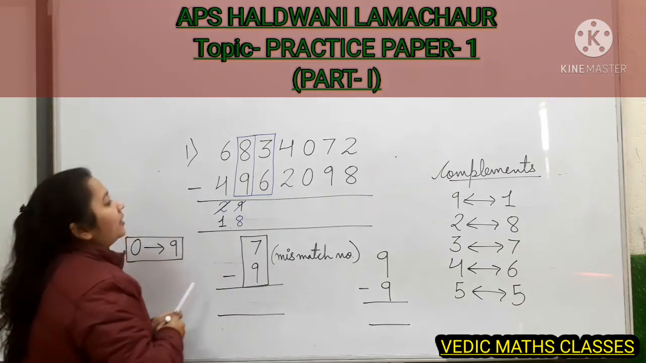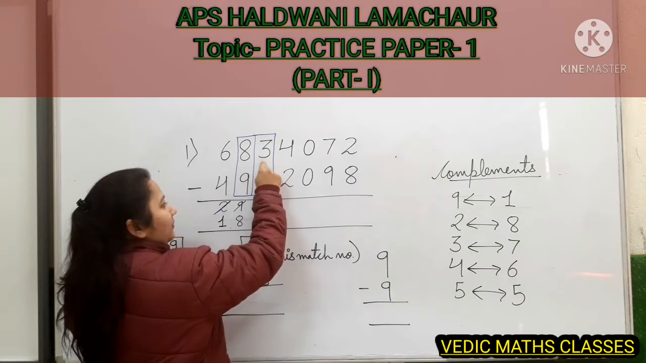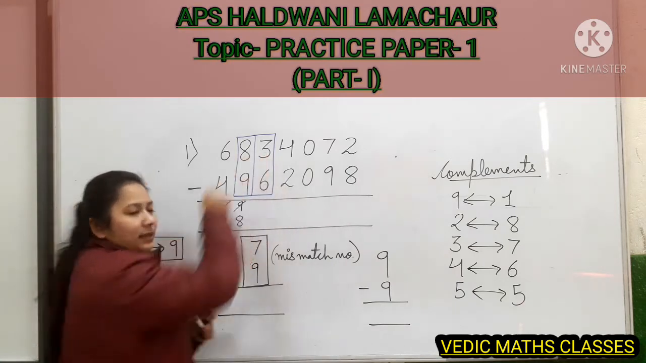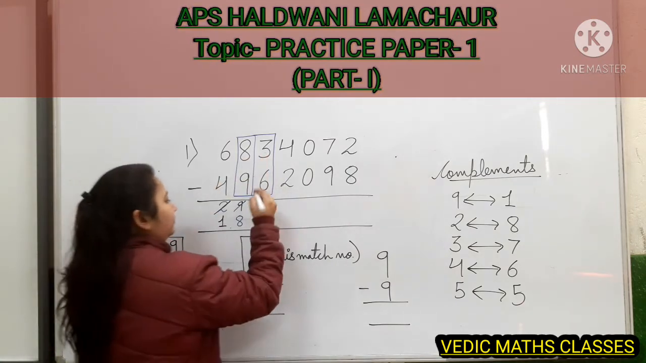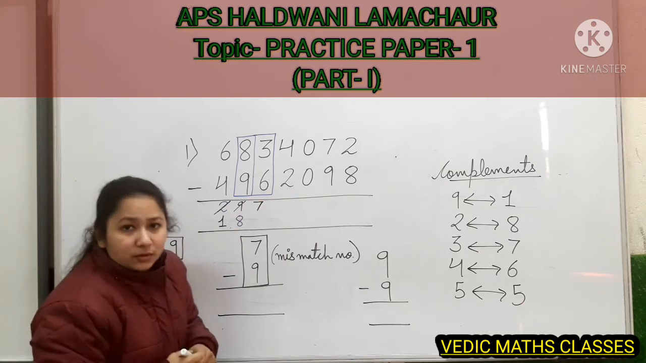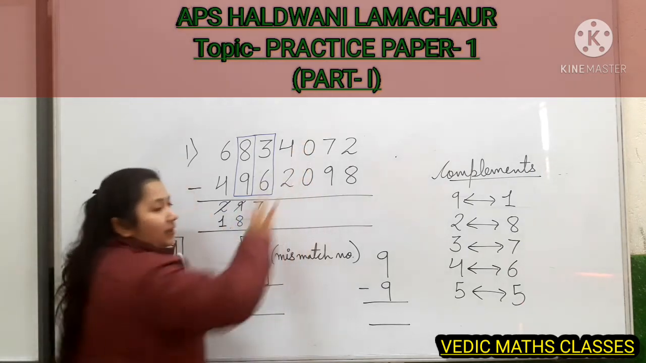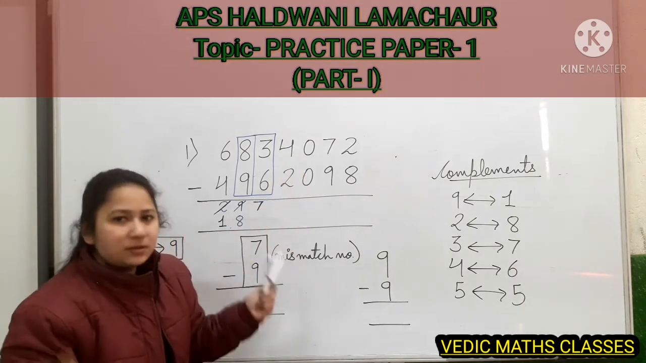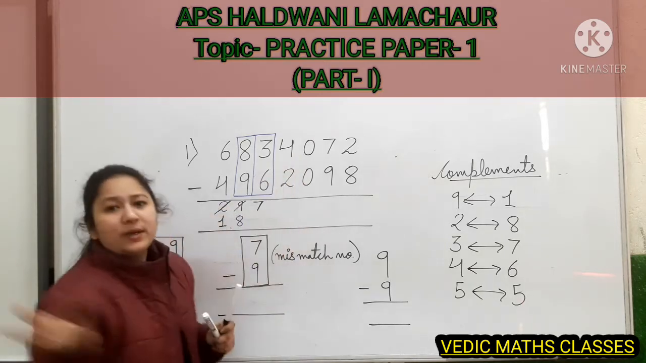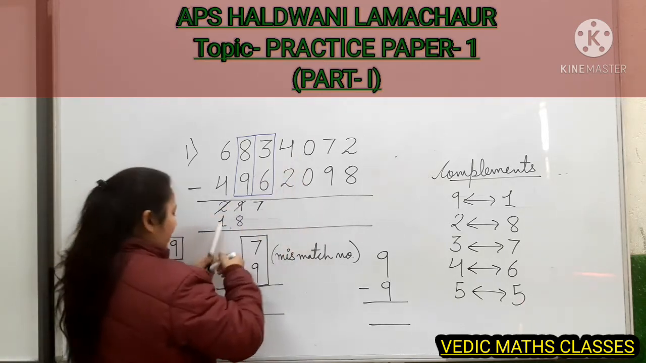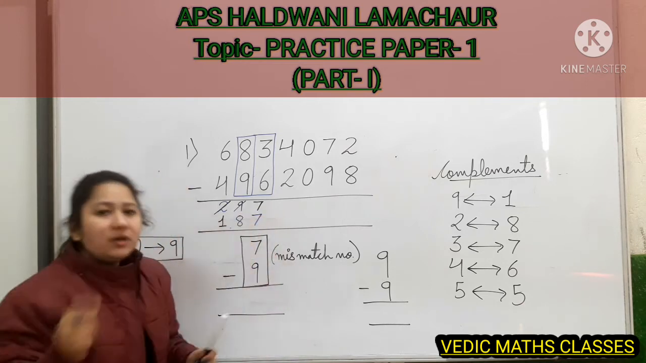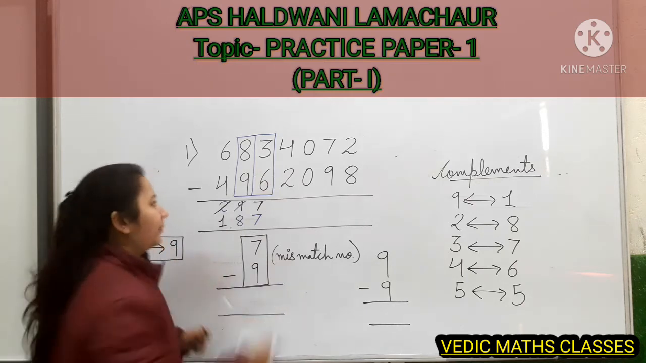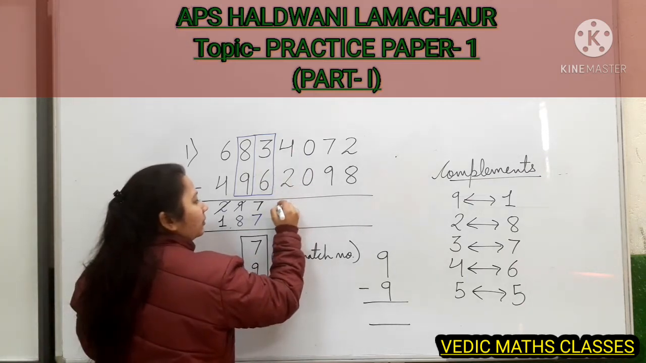Fine? Very nice. Now next, solve this. Now 6 has a complement 4. Now 4 plus 3, 7. Now kids, you can see that your next number is not a mismatch number. See, 4 minus 2 you can do easily. It's not a mismatch number. Upper digit is more, lower digit is less. So, this 7 will remain 7 only. You will not subtract 1 from this number because next digit is not a mismatch number. Now, 4 minus 2? 2.